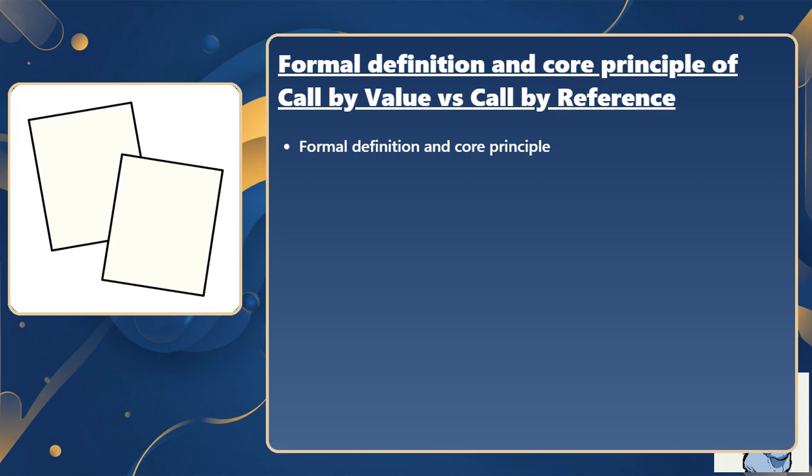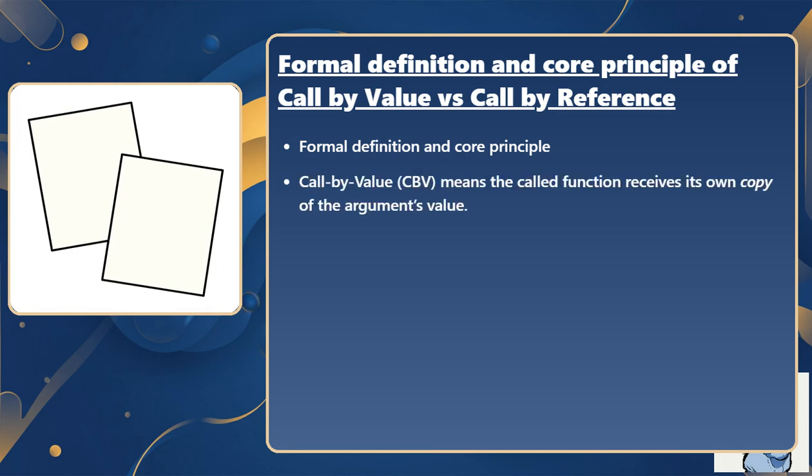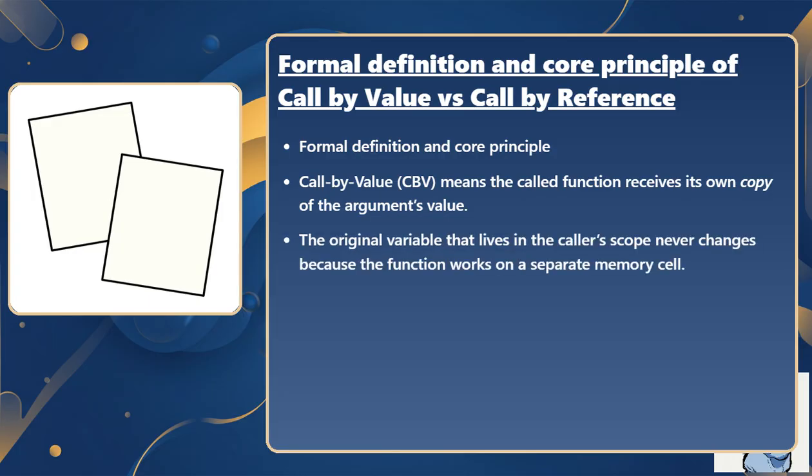Formal definition and core principle. Call by value (CBV) means the called function receives its own copy of the argument's value. The original variable that lives in the caller's scope never changes because the function works on a separate memory cell.